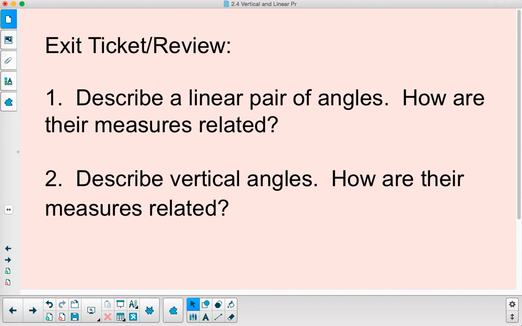Number 2, vertical angles. They're formed by two intersecting lines. The vertical angles are the angles that are across from each other, formed by the same two lines. How are their measures related? They are congruent, which means their measures are the very same. They are equal.